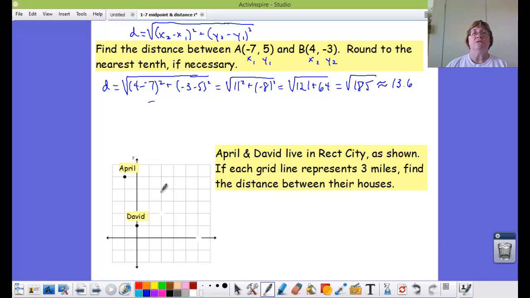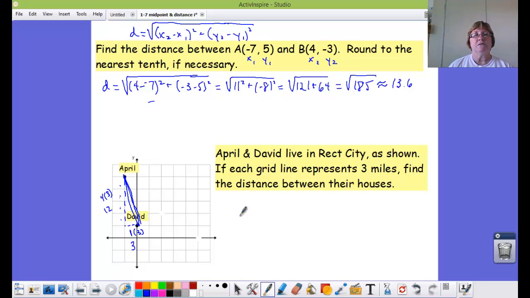Here, our last example, we do have a diagram. April and David live in Rect City, which is kind of neat. They're in a rectangular coordinate system. Each grid line represents 3 miles. We're to find the distance between their houses. If I'm looking at a diagram and I want this distance, then I'm going to probably think Pythagoras. We have one square there, but remember that that square is worth 3 miles. So that comes out to be a length of 3. We have 1, 2, 3, 4 squares there, and each square is 3 miles, so this side is 12.